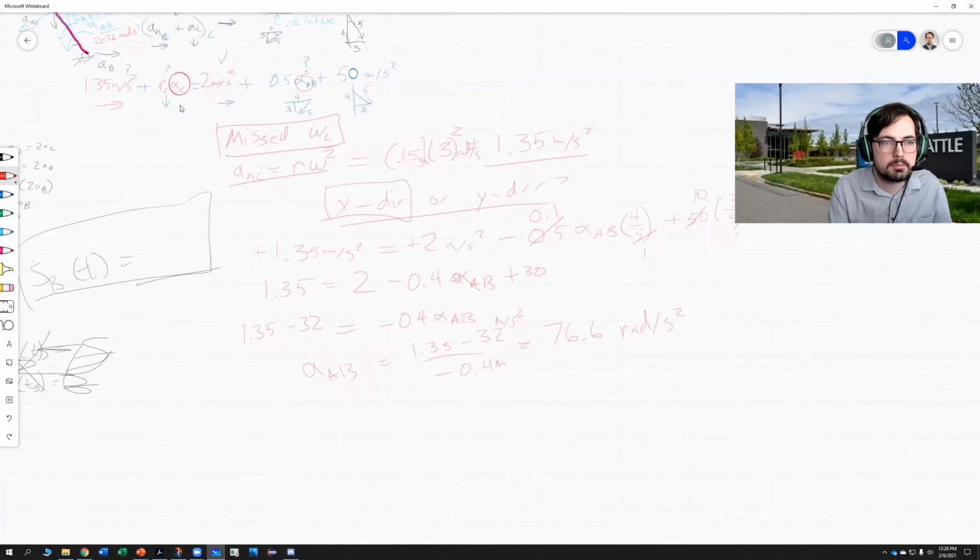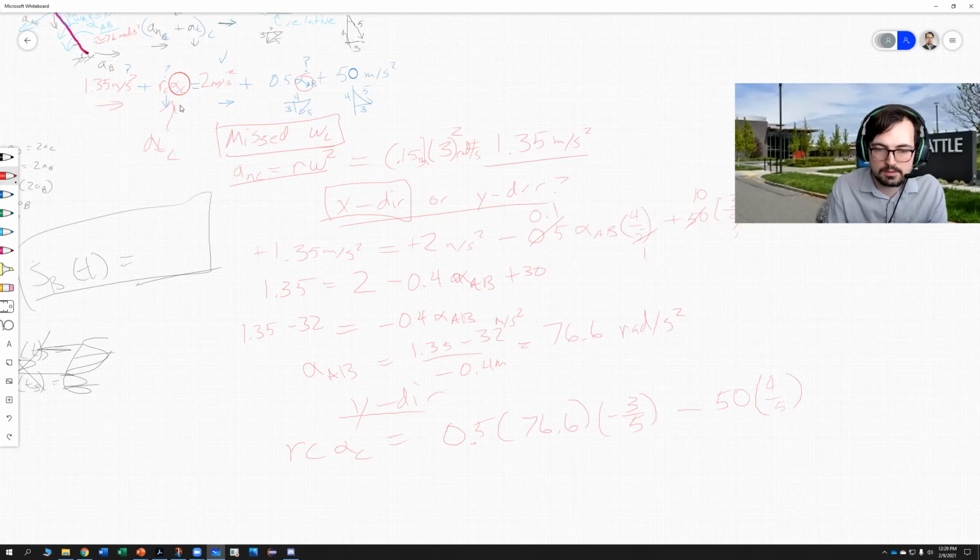This AT part over here, remember this is our AT from our wheel. Let's go in the Y direction. In the Y direction, I have RC times alpha C. The 2 meters per second squared doesn't contribute because it's only in the X direction. I've got 0.5 times my alpha AB, which I just found is 76.6. In this case, we're looking at the vertical direction, so this is negative 3/5. The vertical part is 3/5, it's going down, so it's negative. And then I also have a negative number over here for negative 50 meters per second squared, and this is 4/5.